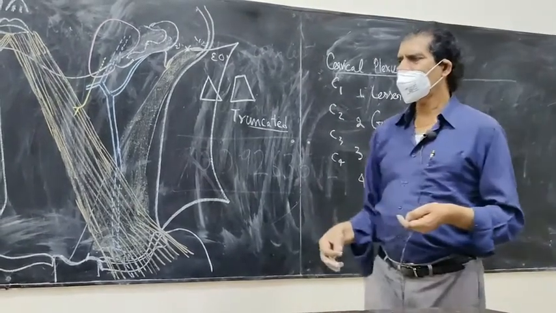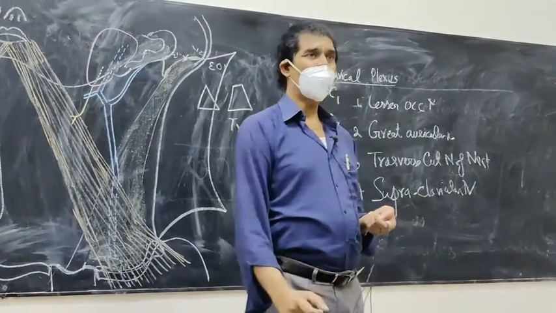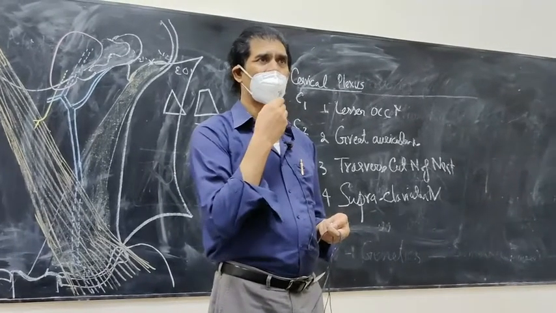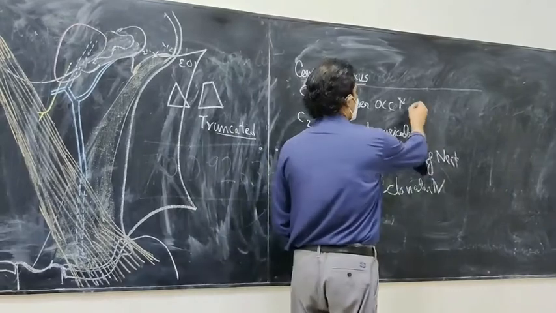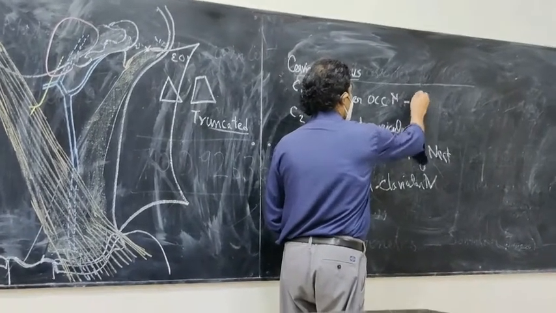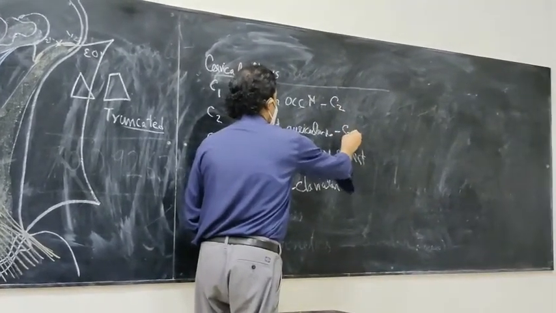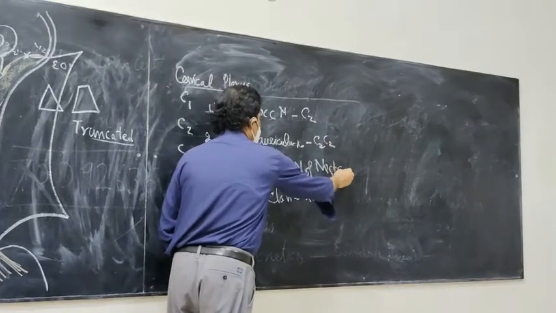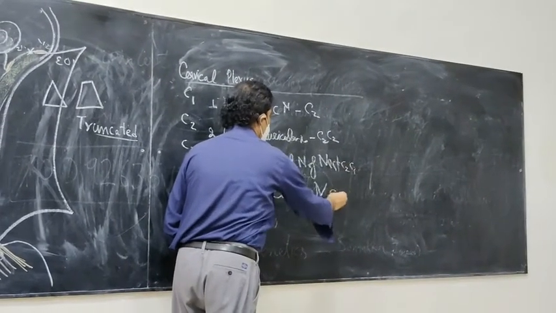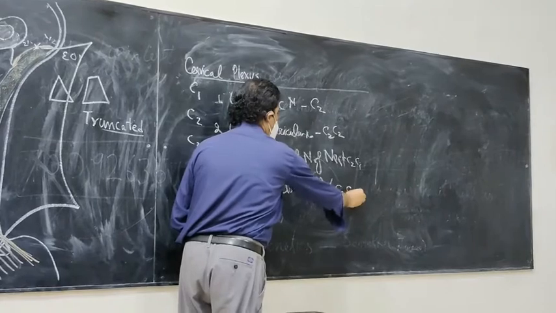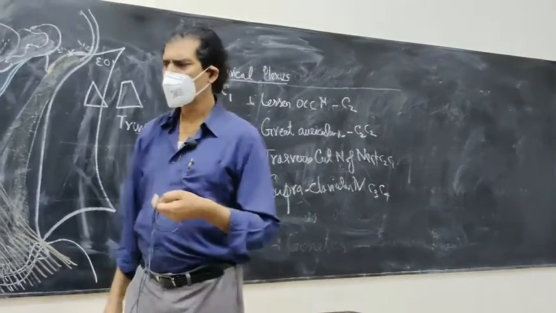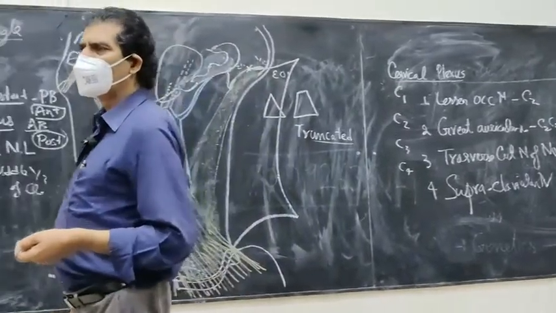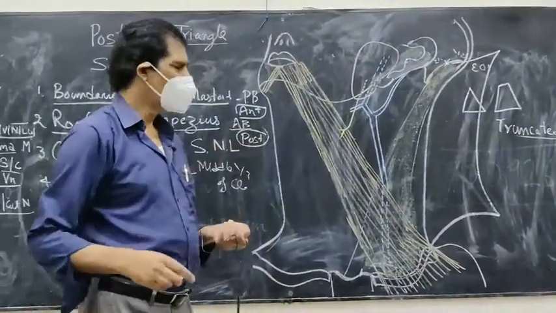And all these nerves carry root values, as we have done the root values of the ulnar nerve, median nerve, and all the other nerves of the upper limb. Similarly, the root value of the lesser occipital nerve is C2. The great auricular is C2, C3. The transverse cutaneous nerve is again C2 and C3. The supraclavicular is C3 and C4. You have to remember because it will be asked in the viva as well as in the theory paper, the root values of the various nerves.